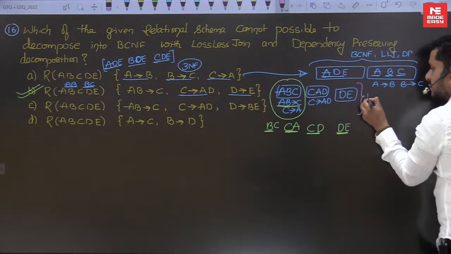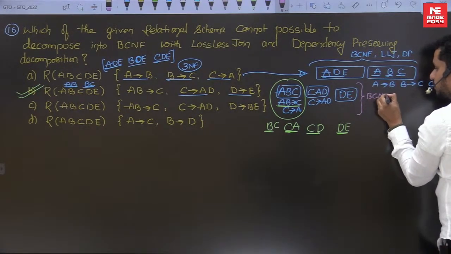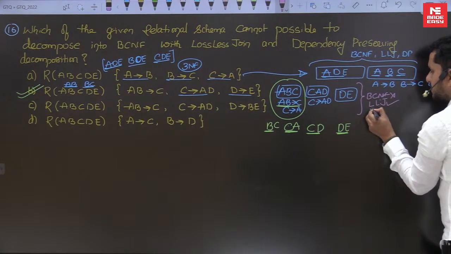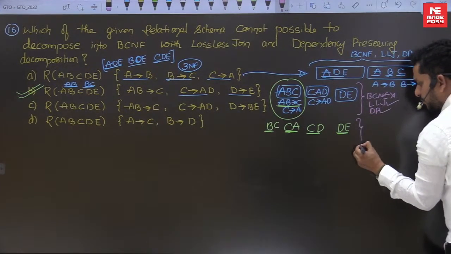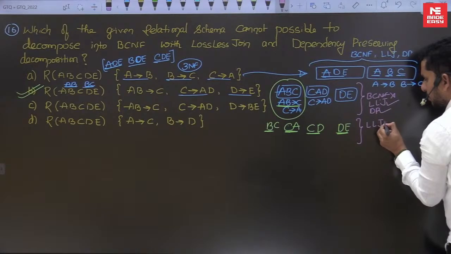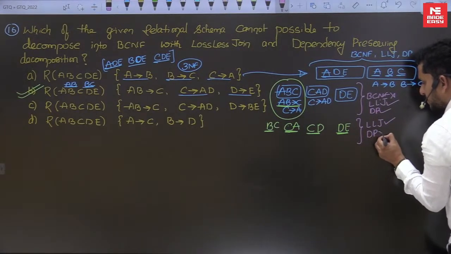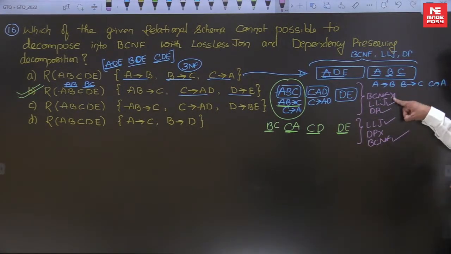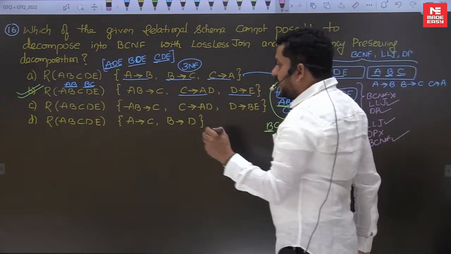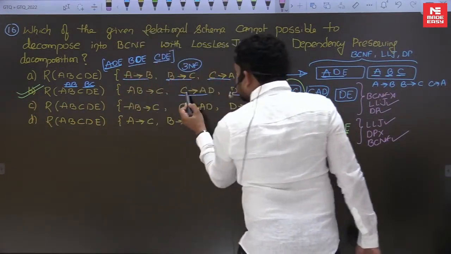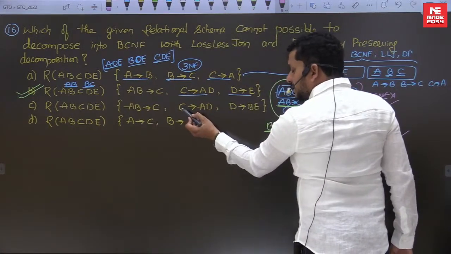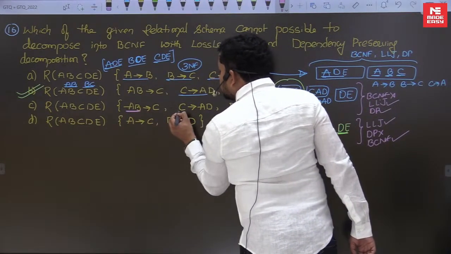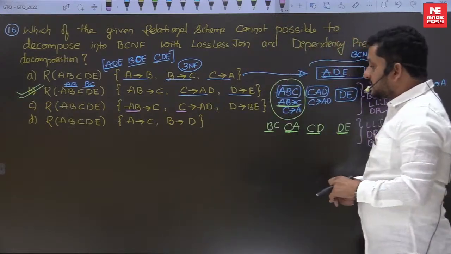If we decompose like this, BCNF fails. Lossless join is okay and dependency preservation is okay. If we decompose further, lossless join is okay, dependency preservation fails, but BCNF is okay. So either BCNF or dependency preservation fails here. See, here C determines A only, but in the next FD, C also determines B. It means AB is a key as well as C is also a key.